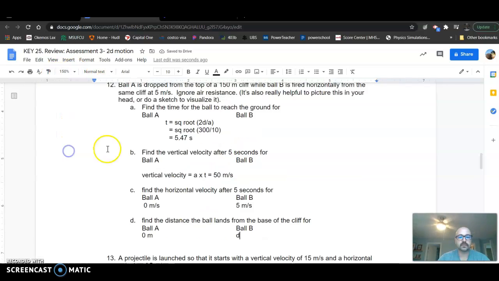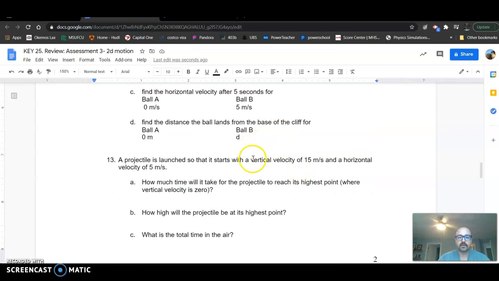horizontally. I forgot to zoom in on this the whole time. I should have done that. I apologize. So now I'm finding the horizontal distance.